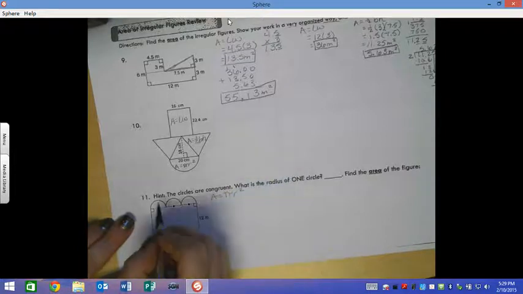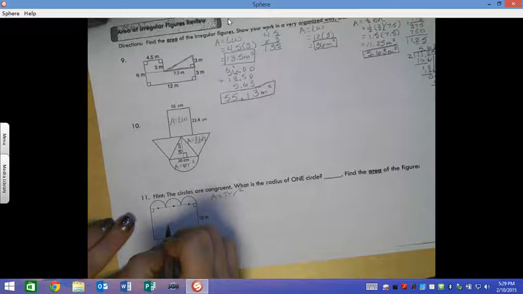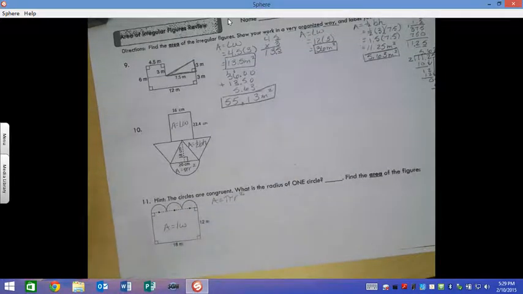And how many circles do we have? We have 3 half circles, so we have 1½ circles. And then you need to find the area of your rectangle. Area is length times width. And then you need to combine all of that together.